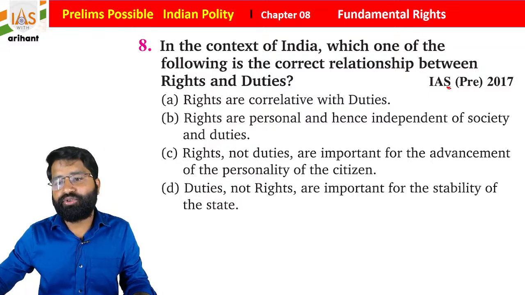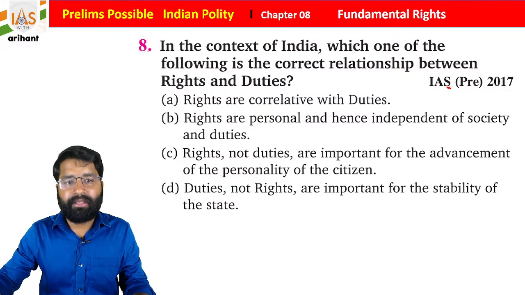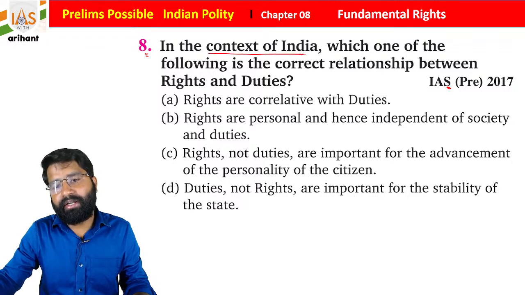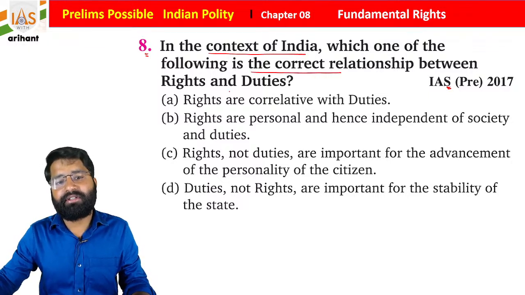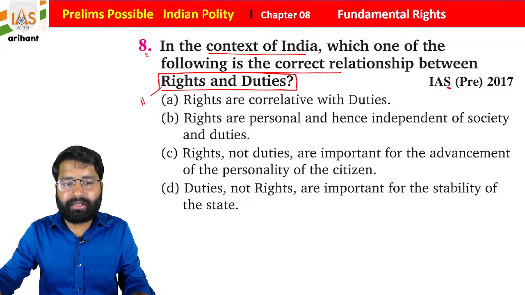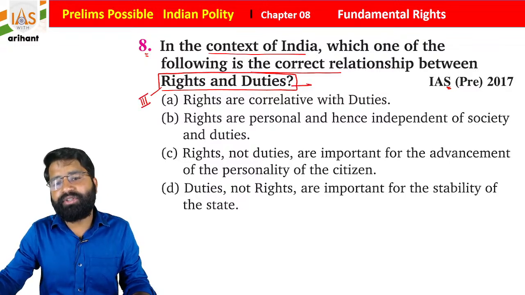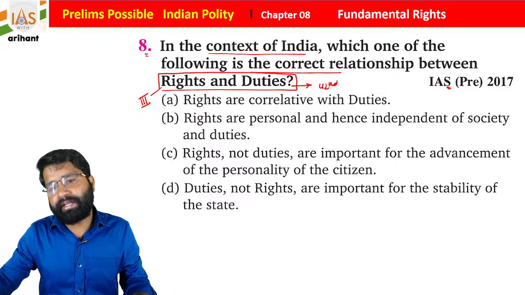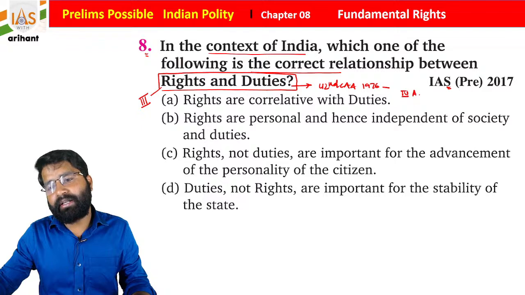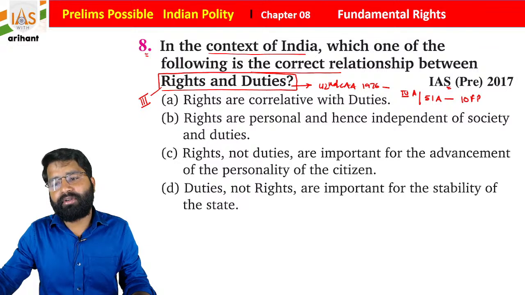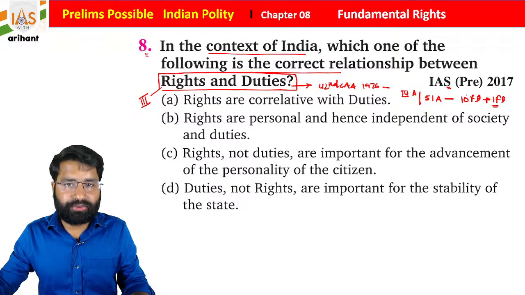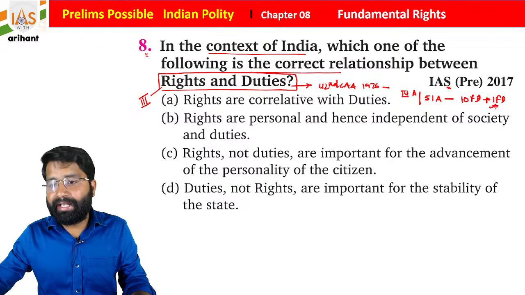Now see, this question was in UPSC year 2017. Question number 8. In the context of India, which one of the following is the correct relationship between rights and duties? As you know, fundamental rights are under Part 3 of the Indian Constitution; duties were initially not there. By the 42nd Constitutional Amendment Act 1976, Part 4A was added under Article 51A, and initially there were 10 fundamental duties, but one more fundamental duty was added by the 86th Constitutional Amendment Act.